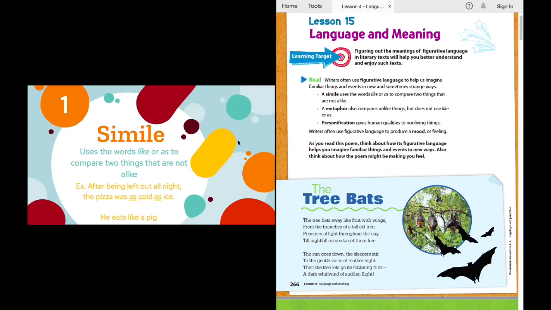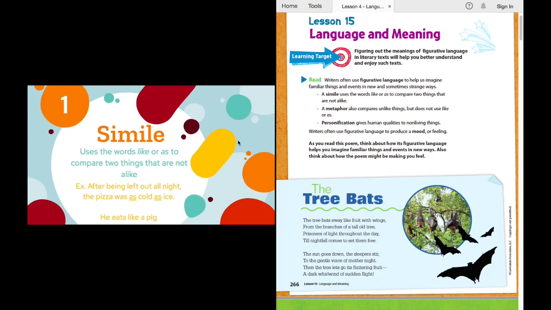So similes are when they use the words like or as to compare two things that are not alike. So for instance, after being left out all night, the pizza was as cold as ice. So pizza and ice aren't really very similar things, but the way that the author is describing this is just saying that the pizza is cold like ice, right? Or as cold as ice.